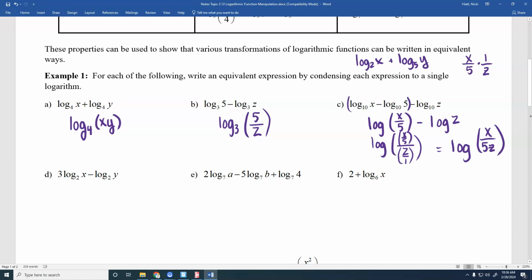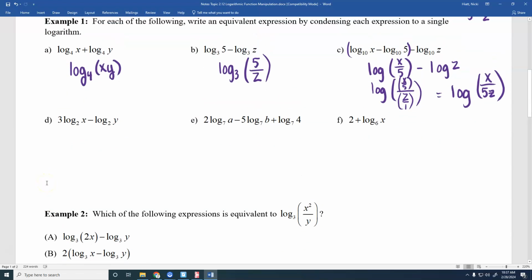It's got to be x over 5z. But yes, if you don't show work for it, that's fine. Everybody good there? Okay. So, let's go to D.